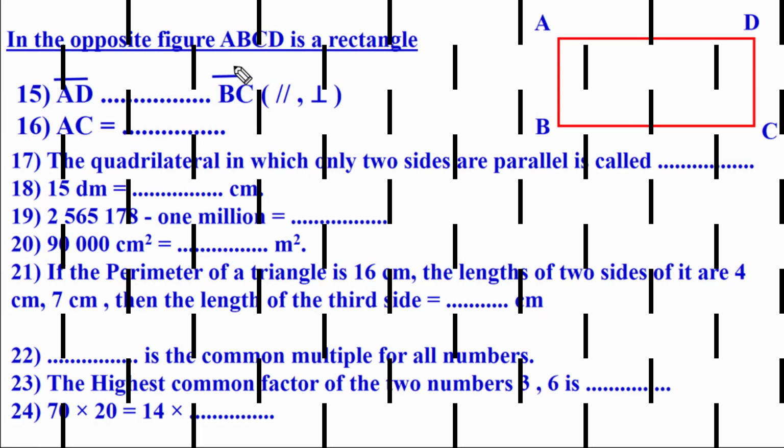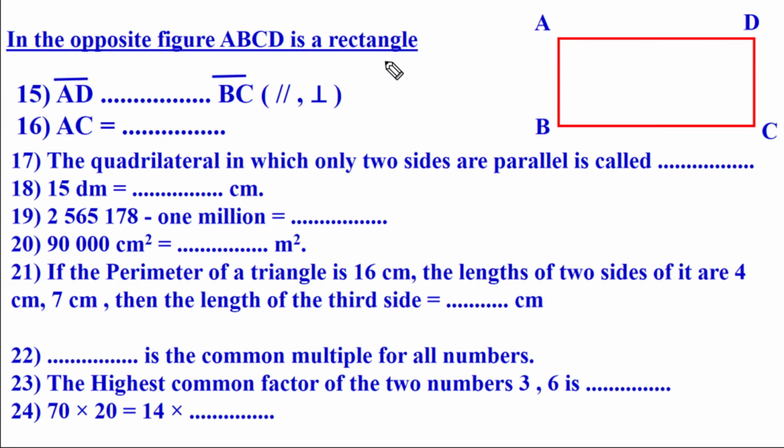In the opposite figure, ABCD is a rectangle. Number 15, AD is what? BC, perpendicular or parallel to. We studied before that each two opposite sides are parallel and equal in length. So AD, guys, is equal to BC and AD is parallel to BC. So the correct answer here is parallel to.